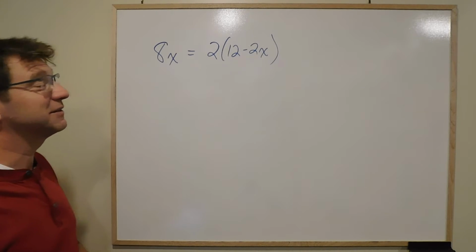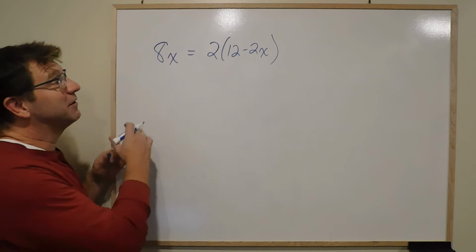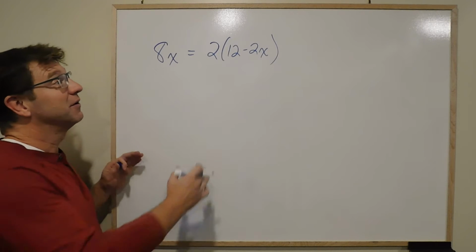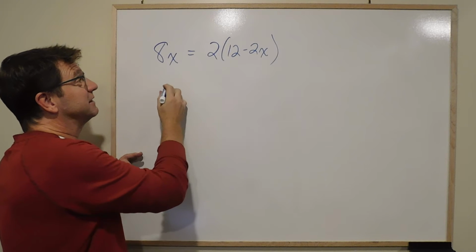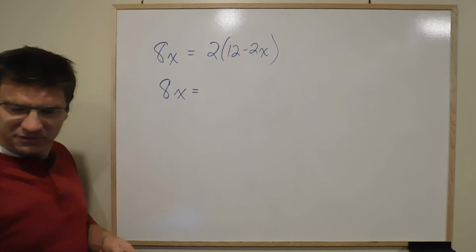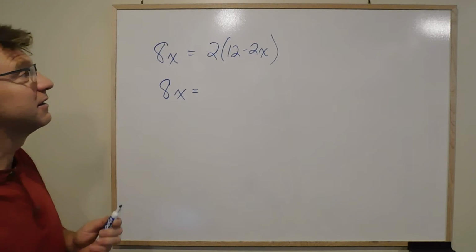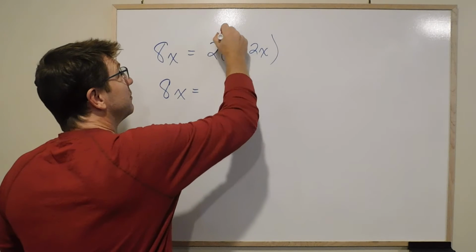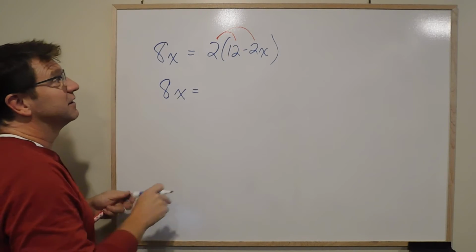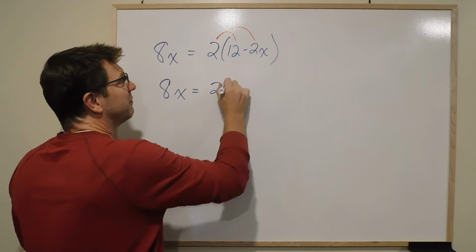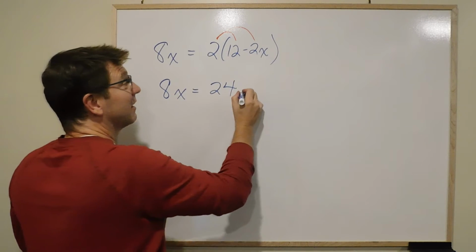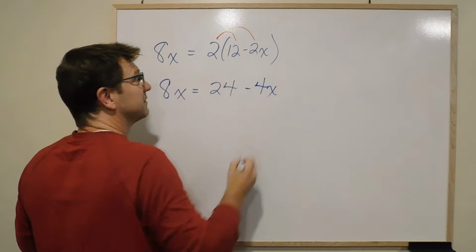Here we go. Let's look at this one, a little more complicated. What we need to do to get rid of this is to do some more work and follow some BEDMAS. We need to get rid of the brackets, and to do that we're going to leave the 8x here. We need to use the distributive law. That is going to be 2 times 12 and 2 times negative 2x. 2 times 12 is 24. 2 times negative 2x, remember positive times a negative, that's negative 4x.